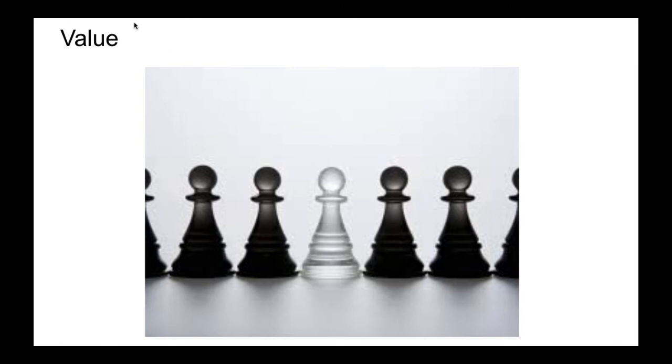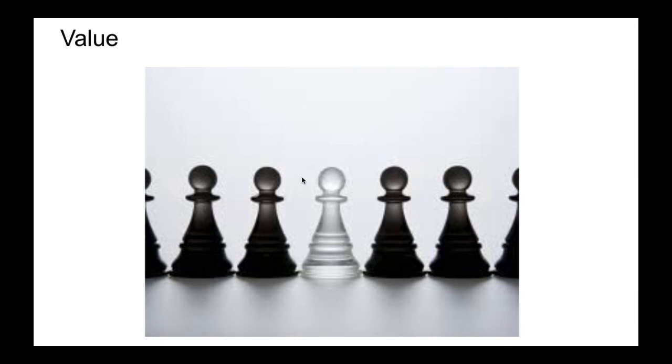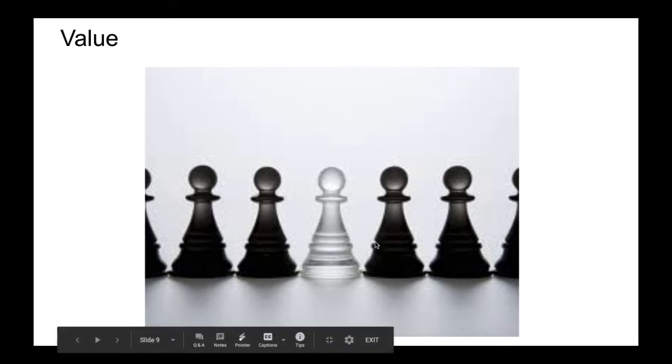So obviously we can use value to create emphasis. So here we have similar forms. They're all pawns from a game of chess. And we have a similar range of values. So we have lights and grays and blacks. But this piece is white. It's also centered. So again, we're using both location and value here to create an area of emphasis.